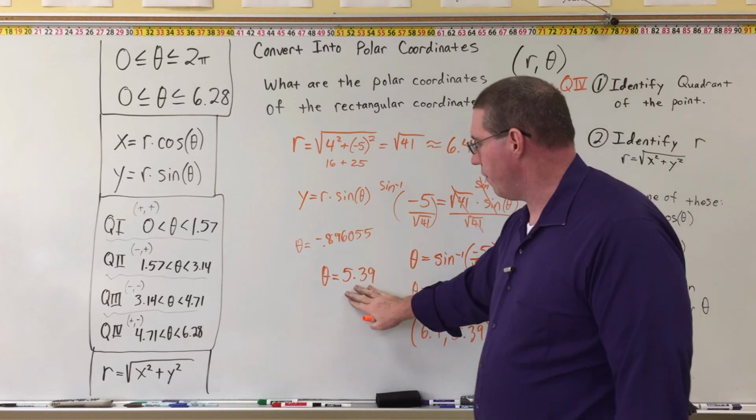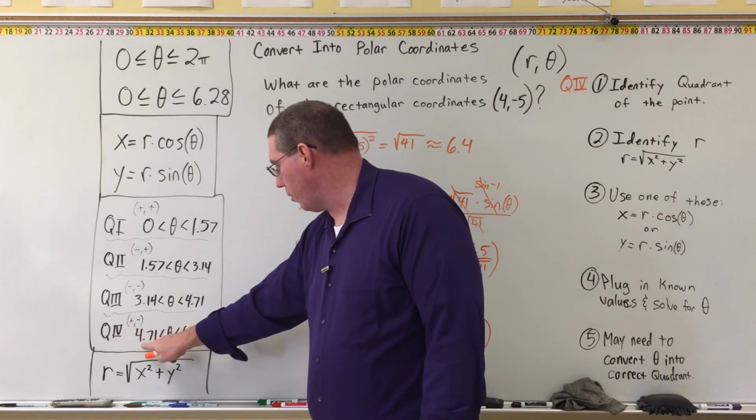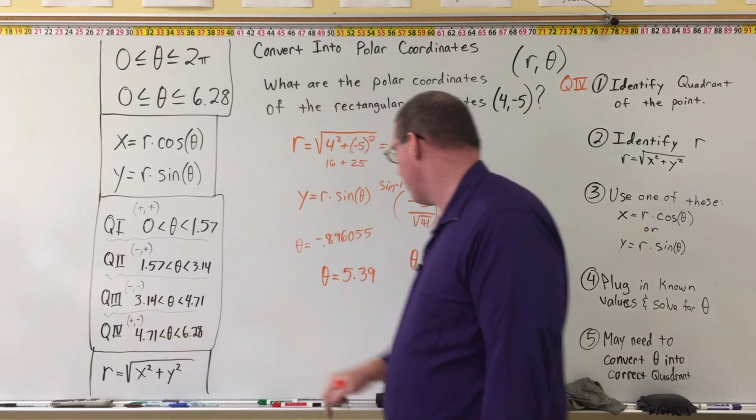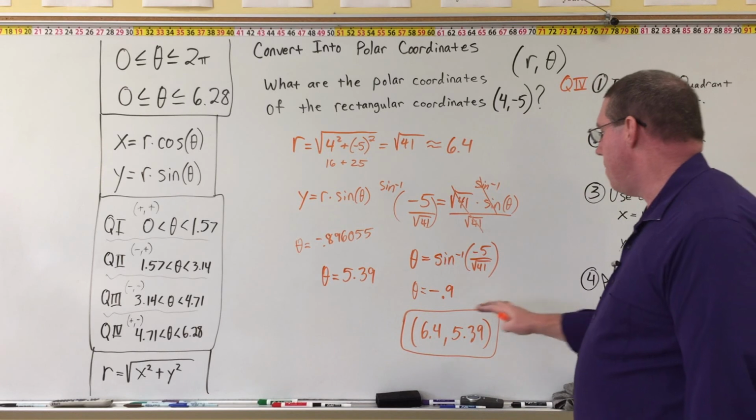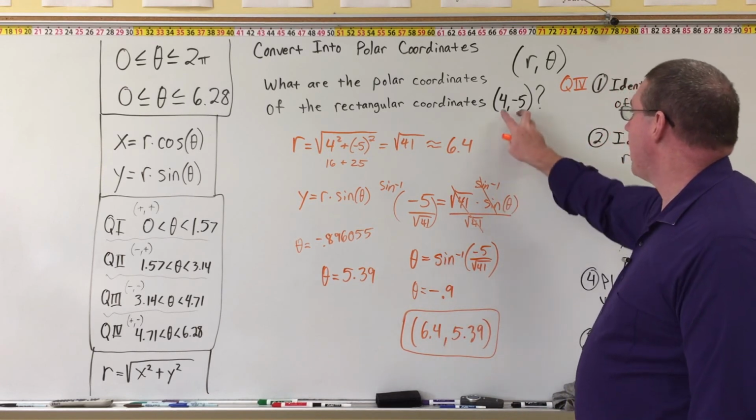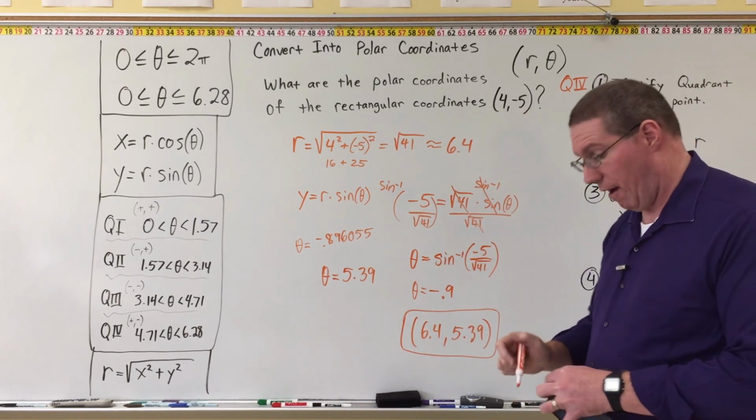Oh, I forgot to, let's confirm. Is 5.39 in quadrant 4? Yep, it's between 4.71 and 6.28. And so these are the polar coordinates that match the same point as this point, 4 and negative 5, okay?